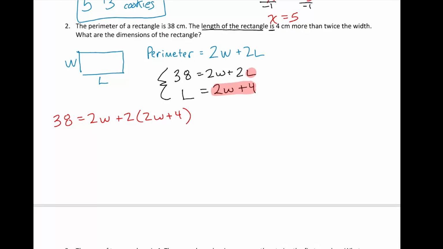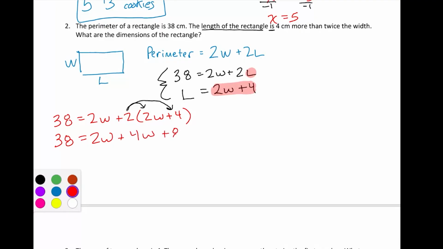First thing that we need to do when we solve this is use the distributive property. 2 times 2w, 2 times 4. So 38 equals 2w plus 4w plus 8. Then I can combine my like terms. 2w plus 4w is 6w.